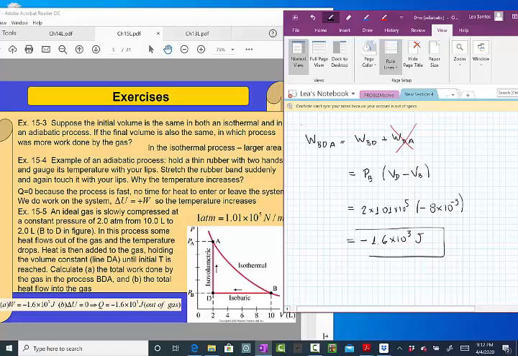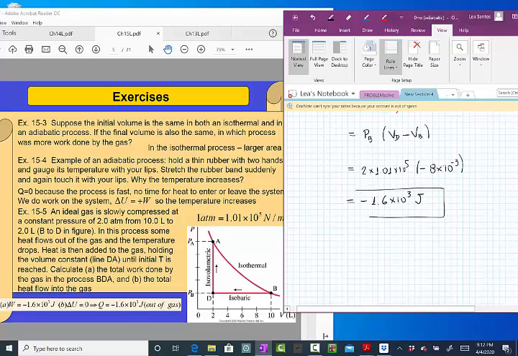Then comes part B, which is the total heat flow, the total heat flow into or out of the gas, the whole thing. Because we know that from B to D, some heat is coming out, and then from D to A, we injected heat. So what is this total heat? Let's put it here, from B to D to A. So that's the question.